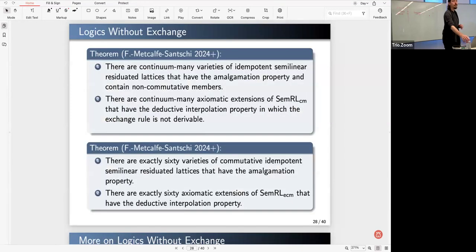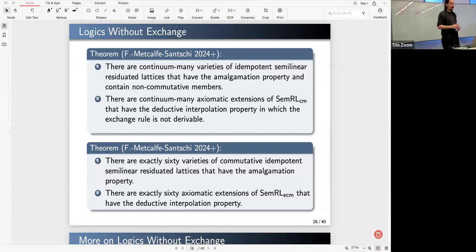Now, on the other hand, you might ask about the situation without exchange. With exchange, we've seen that deductive interpolation is quite common. It seemed for quite a long time that without exchange it was rare. Actually, if you know where to look, deductive interpolation is still quite common among logics without exchange. In particular, there are continuum many. Viewing them algebraically, there are continuum many idempotent semilinear varieties. These are quite special. These all have the amalgamation property and contain non-commutative groups.